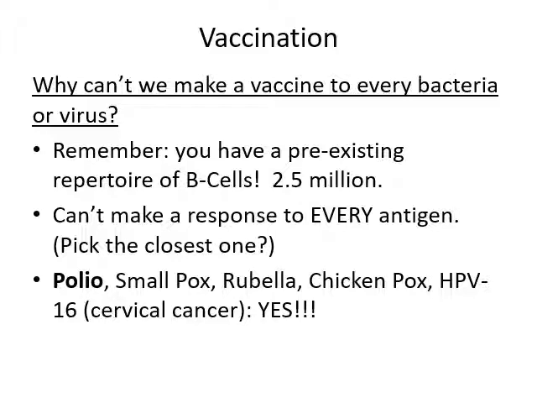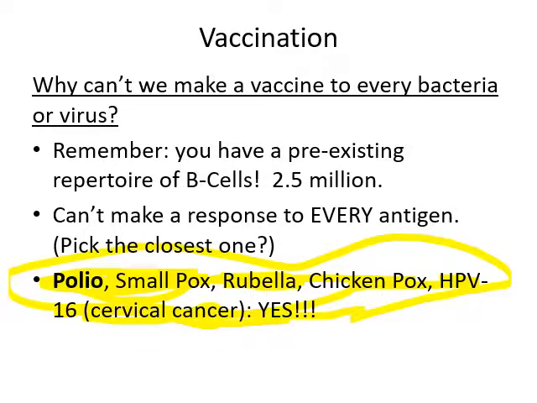Okay, so for example, we've had great success with polio. Polio has been eradicated. Smallpox has been eradicated. These were once horrible diseases that made people's lives terribly miserable. We have eradicated or controlled rubella, which is a very contagious disease that would kill a few children every year, but more commonly it would cause a few children to go blind or deaf until we invented the rubella vaccine. Chickenpox as well. There is a vaccine for HPV-16, which causes cervical cancer in women.